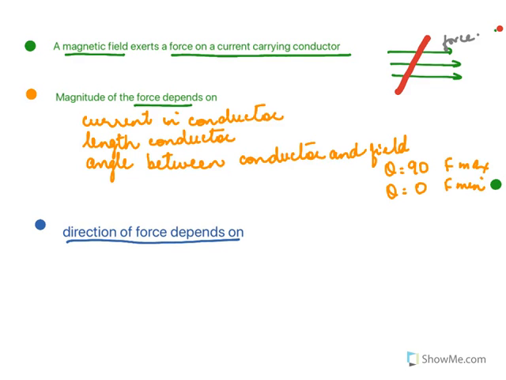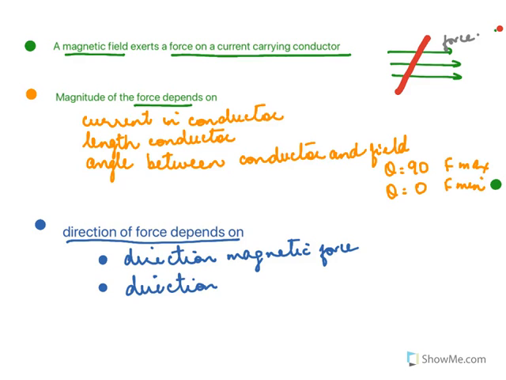We also saw that the direction of the force depends again on two factors. One was the direction of the field: you reverse the magnetic field, the force is reversed. It also depends on the direction of current: reverse the current, the force also reverses.